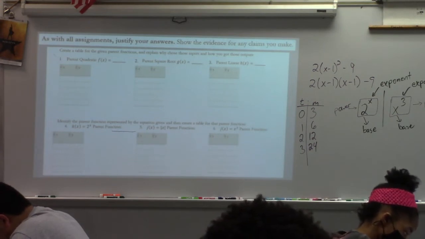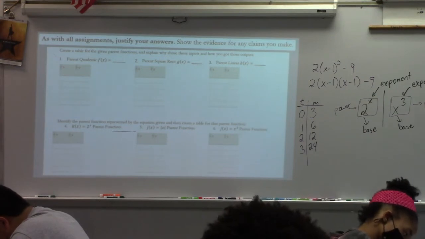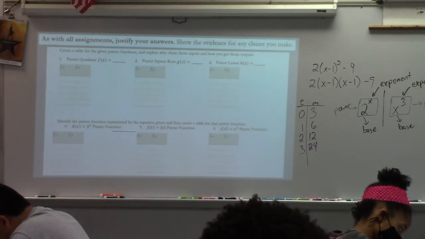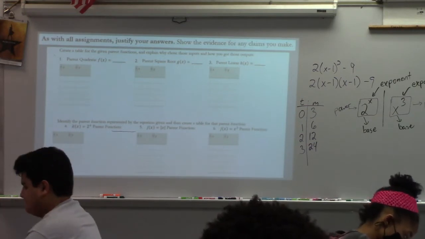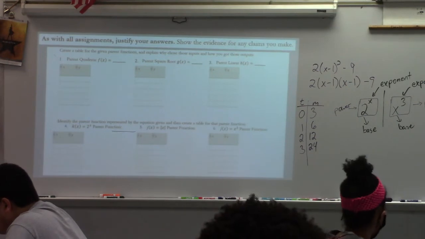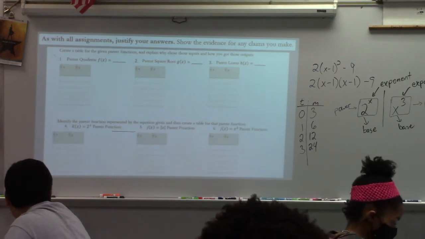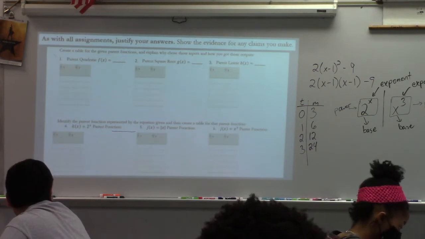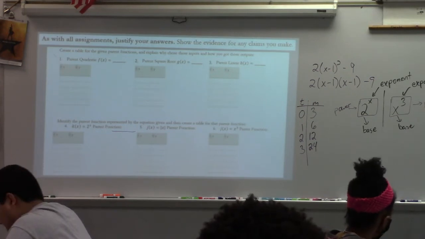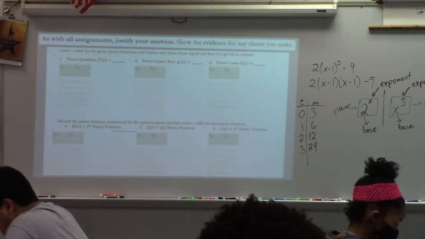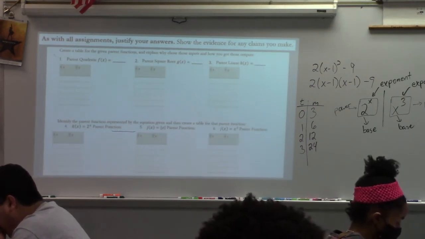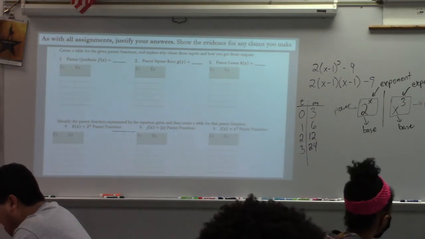Okay? But my question to Momar was, when we say x cubed, what do we mean by that? X times x times x. So we're multiplying that base how many times? 3 times. Okay? That's how we get our outputs. If we have an input of -2, -2 times -2 times -2 gives me -8. Okay? Don't forget that.